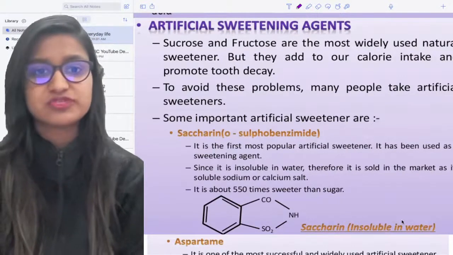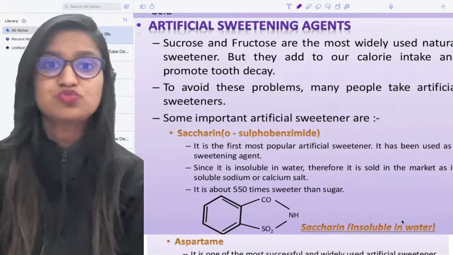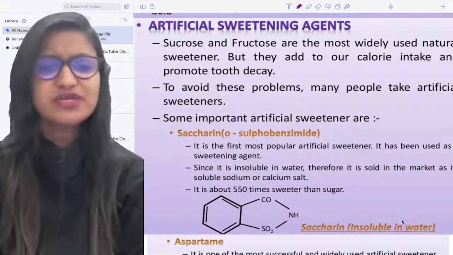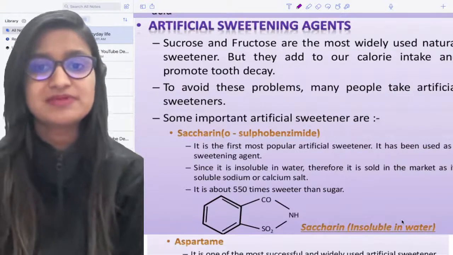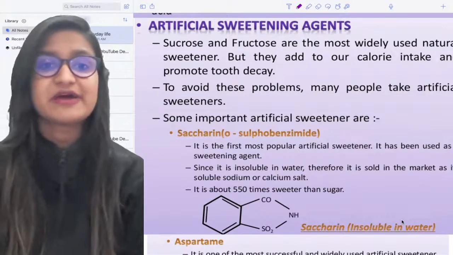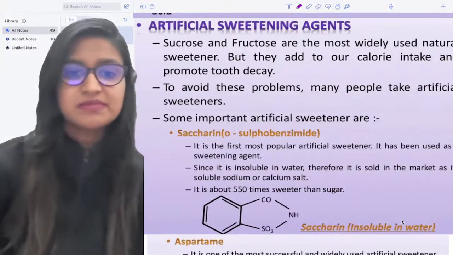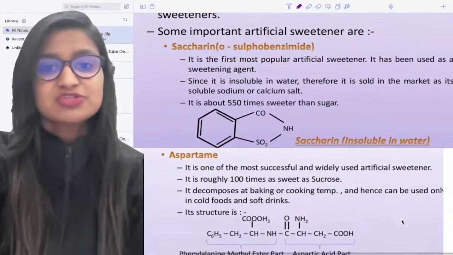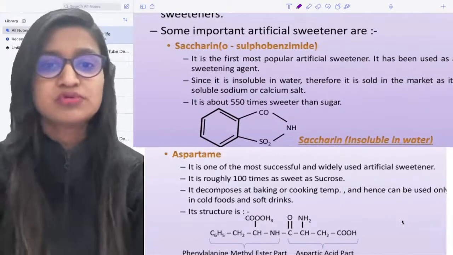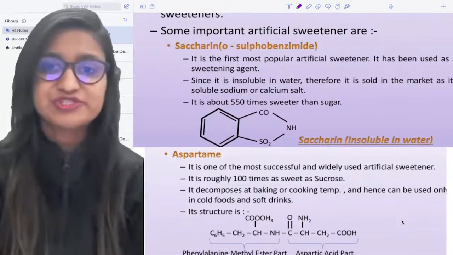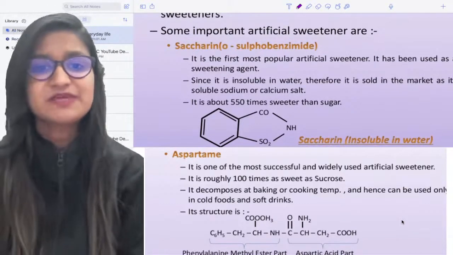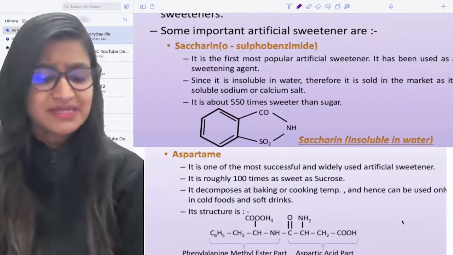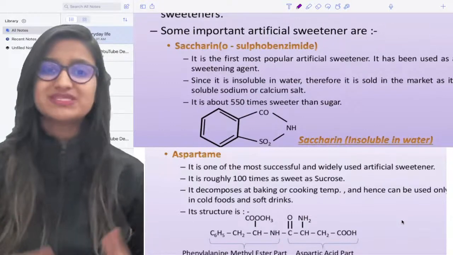कैलोरीज बहुत ज़्यादा होती हैं उसमें, and they promote tooth decay as well, obesity as well. ठीक है? So in order to avoid these problems, many people take artificial sweeteners. Some important sweeteners are saccharin, you can see here. So it is the first most popular artificial sweetener. It has been used as a sweetening agent. But what is its limitation?